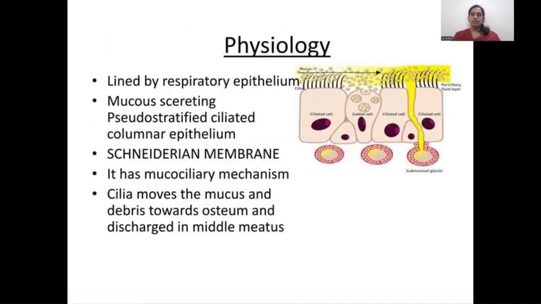Coming to the basic physiology, it is lined by respiratory epithelium, that is mucus secreting pseudostratified ciliated columnar epithelium. Here you can see the cilia and the lining, that is the Schneiderian membrane. The Schneiderian membrane is the lining of the maxillary sinus.